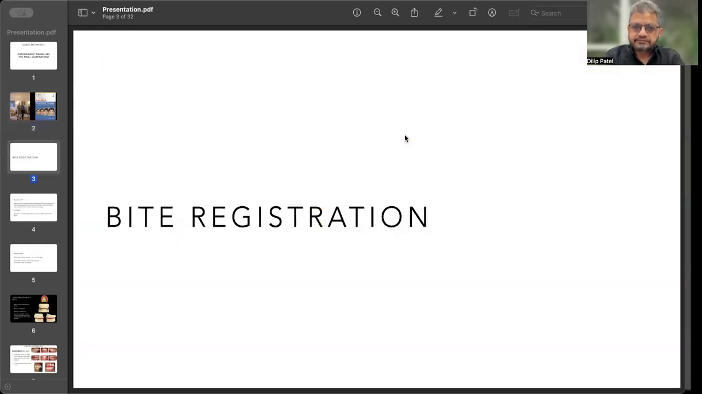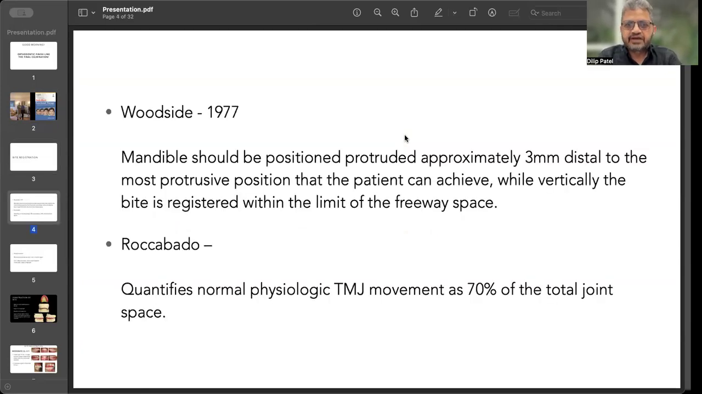Bite registration. Bite registration is a crucial part in twin block appliance therapy for the sagittal activation as well as the vertical correction. Woodside in 1977 said the mandible should be positioned protruded approximately 3 millimeters distal to the most protrusive position that the patient can achieve, while vertically the bite is registered within the limit of the freeway space.